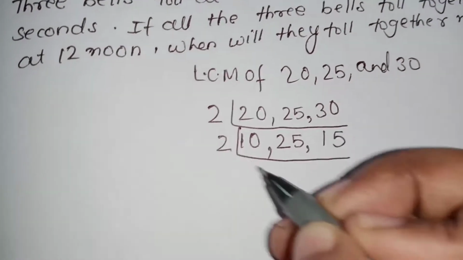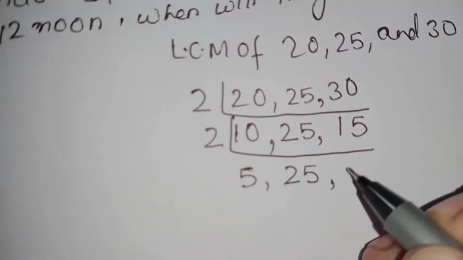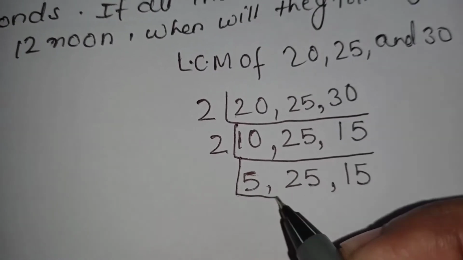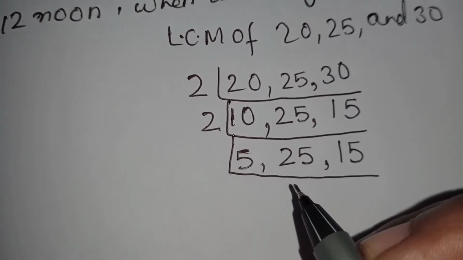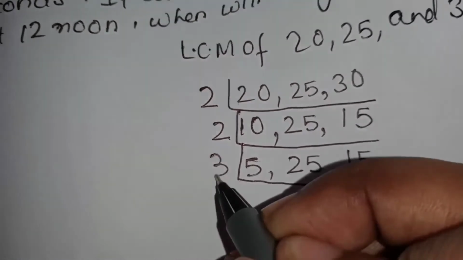Then again 2 5s are 10, 25 will not come, write 25, 15 will also not come, write 15. Now you know that these three numbers will not come in the 2 table, but one of this 15 will come in the 3 table.